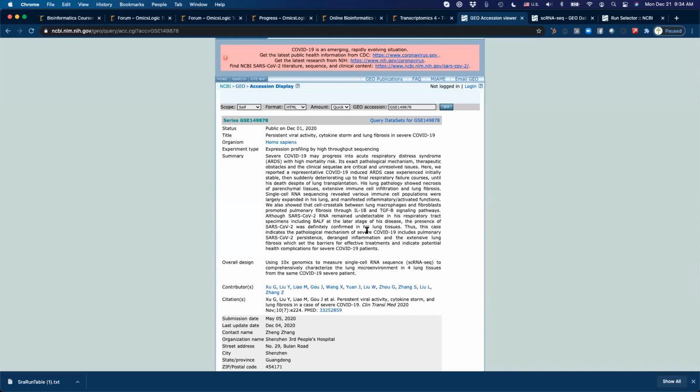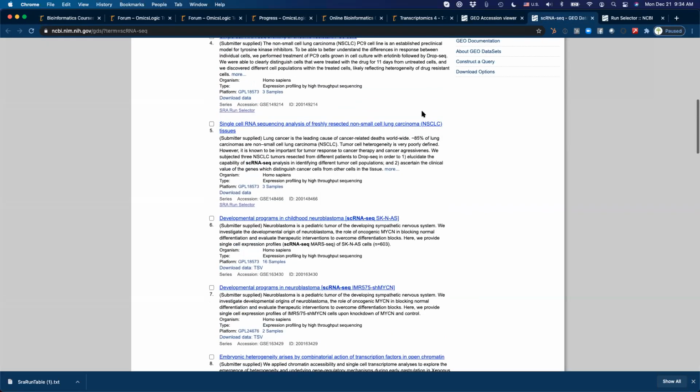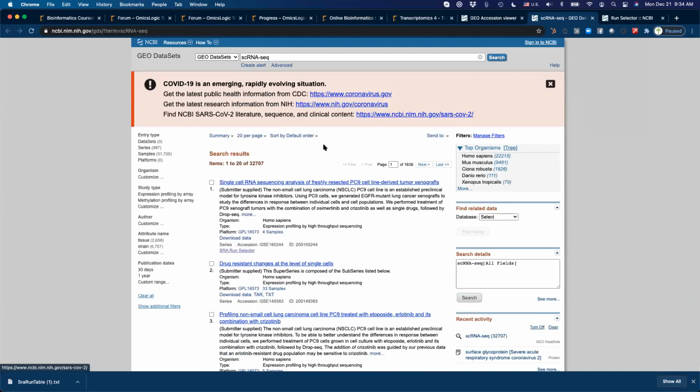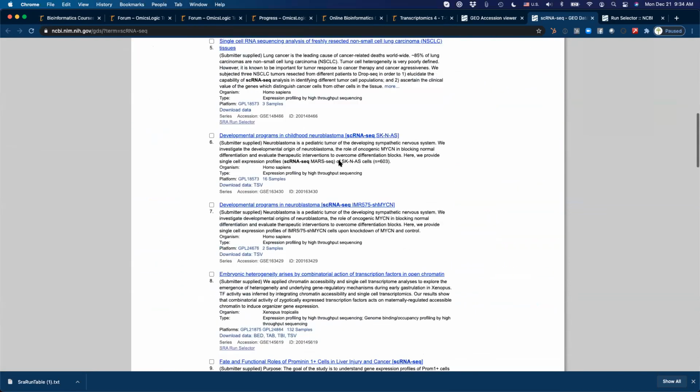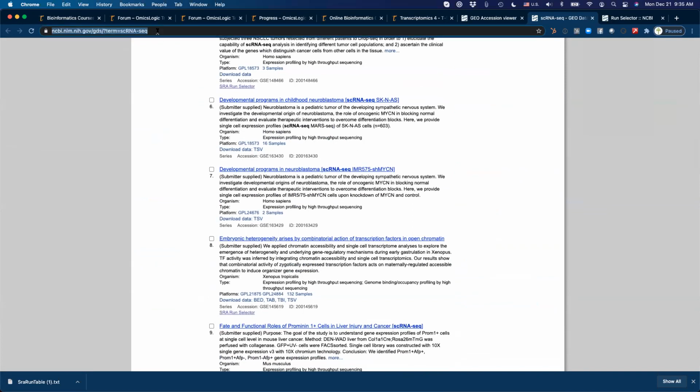Again, what are some of the other applications of single cell RNA-seq? You can look through here, many different projects, 32,000 different GEO data sets that you can go through and understand some interesting ways that people have been using single-cell RNA-seq.